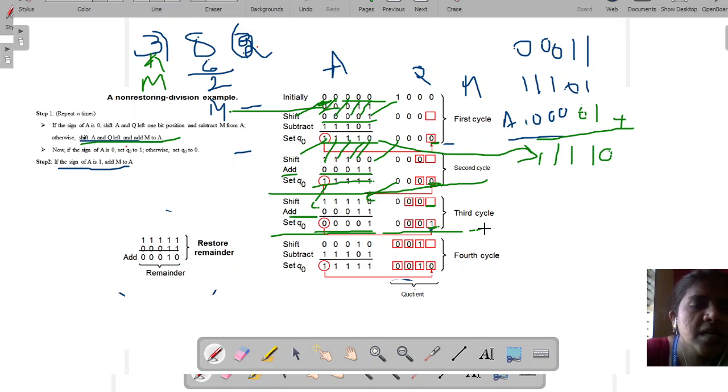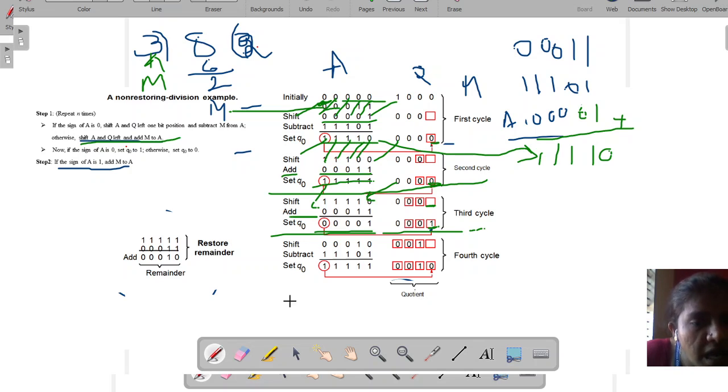Every cycle, check the sign of A. If A is negative, shift and add. If A is positive, shift and subtract. This you have to keep on repeating. Along with this, if negative, set Q naught to 0; if positive, set it to 1. That's all you have to do.